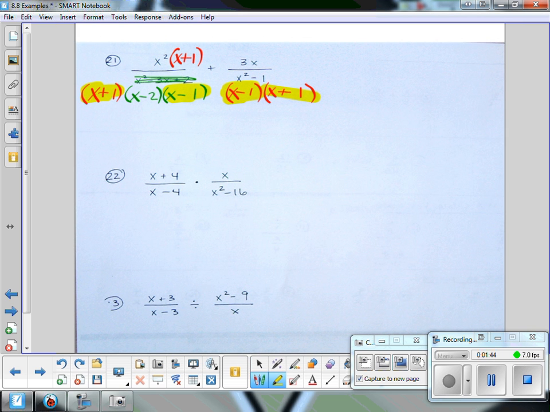The only thing missing from the one on the right now that the one on the left has is the x minus 2 in green. So you give that to the top and the bottom. Now the denominator is in common. It's those three factors. x plus 1 times x minus 2 times x minus 1. So here's our common denominator.